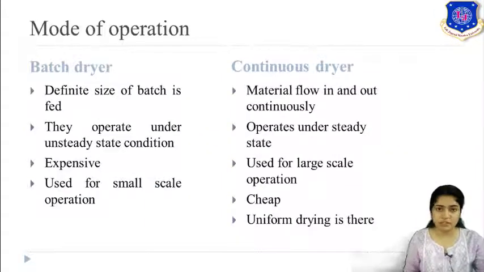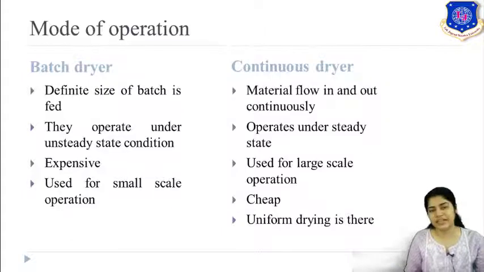Now, on the basis of mode of operation, you have batch and continuous dryers. In a batch dryer, a definite size of batch, a limited amount of wet solid, is fed. They operate under unsteady state condition; with respect to time, your concentration is always changing. It is expensive and used for small scale operation. So these are the conditions of your batch dryer.